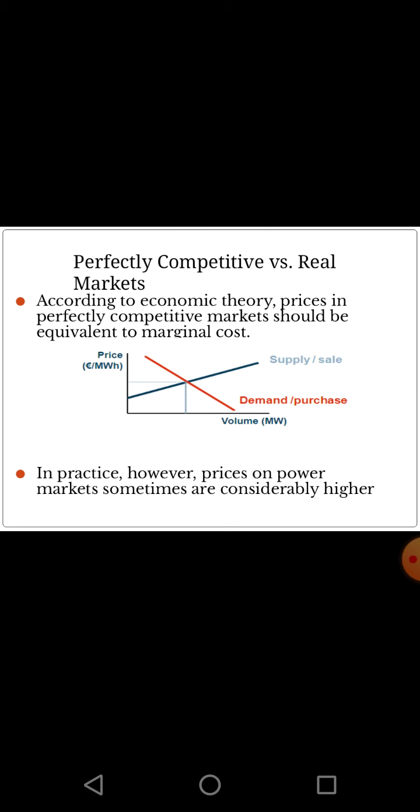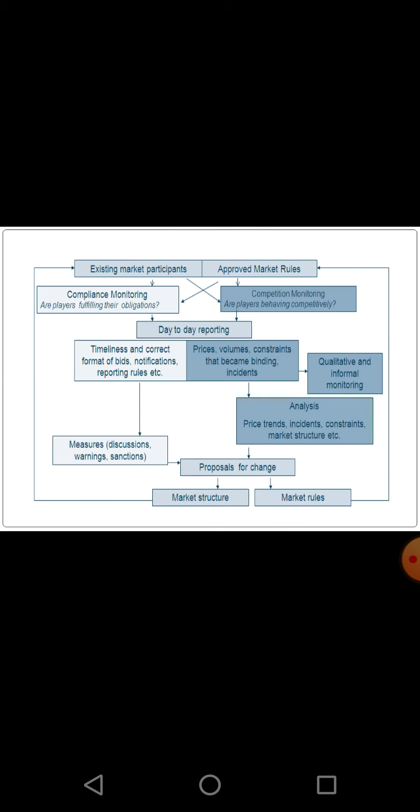Perfect competitive versus real markets. According to economic theory, prices in perfectly competitive markets should be equivalent to marginal cost. This is the characteristic between price and volume. You have seen the volume is higher in the red line, the demand or purchase. So when the volume is higher, the price is low. But when the volume is low, the price is high. But according to the black line, the supply or sell. In practice, however, prices on power markets are sometimes considerably higher.